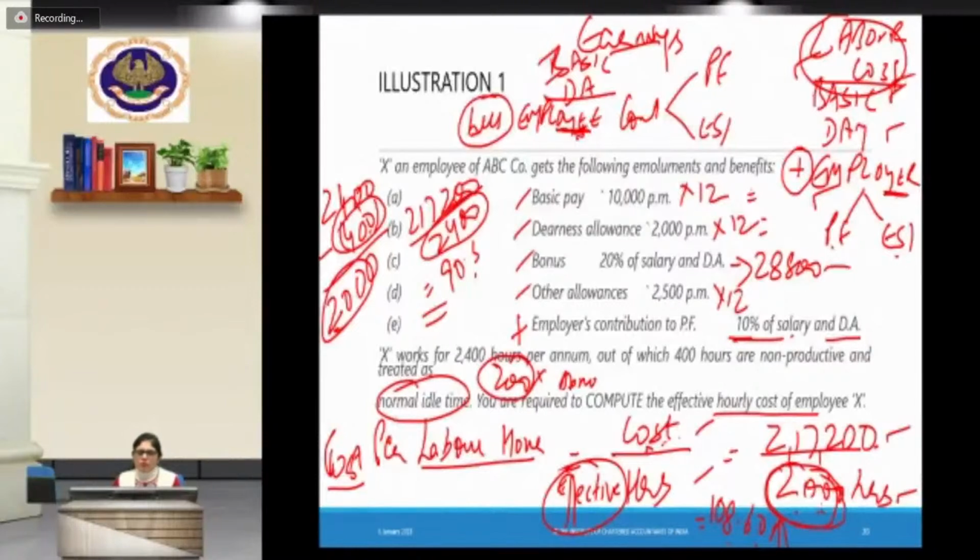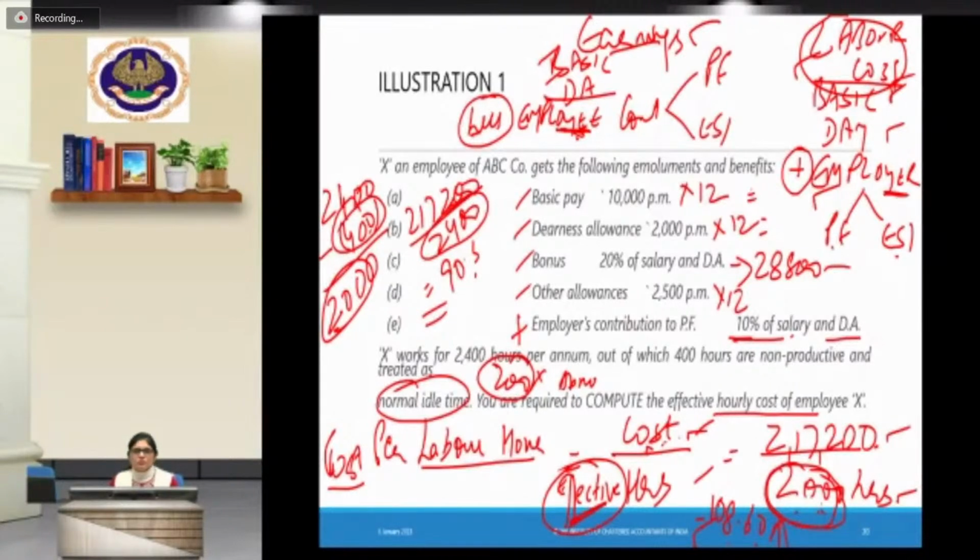I hope you have understood this concept of earnings and labor cost. When we calculate the labor cost per hour, the numerator should be the total cost and the denominator should be the effective hours. Effective hours means we deduct the normal idle time hours, and only the productive hours will cover the cost of the labor. Meaning thereby, normal idle time increases the labor cost per hour. Right? Yes, cost per hour is 108.6. I hope you have understood this.